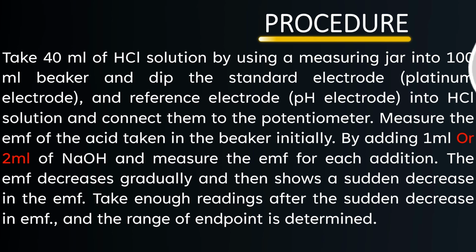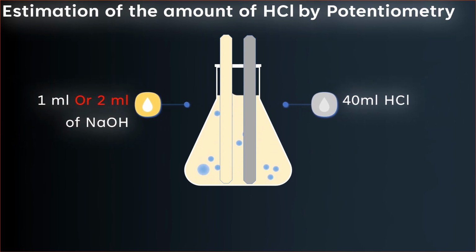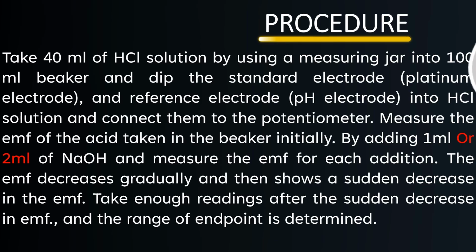of NaOH. For our convenience and for better readings, we are adding 2 ml of NaOH solution and we are measuring the EMF for each addition. The EMF decreases gradually and then shows a sudden decrease. Take enough readings after the sudden decrease in EMF and the range of the endpoint is determined.